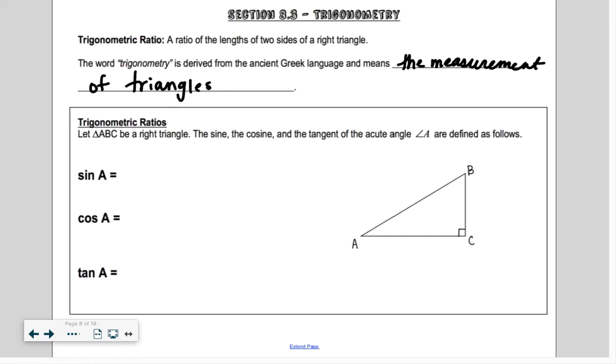Okay, so we're going to use these ratios, and you're going to use them in geometry, algebra 2, pre-calc, calc, for the rest of time. All right, they're actually quite useful.